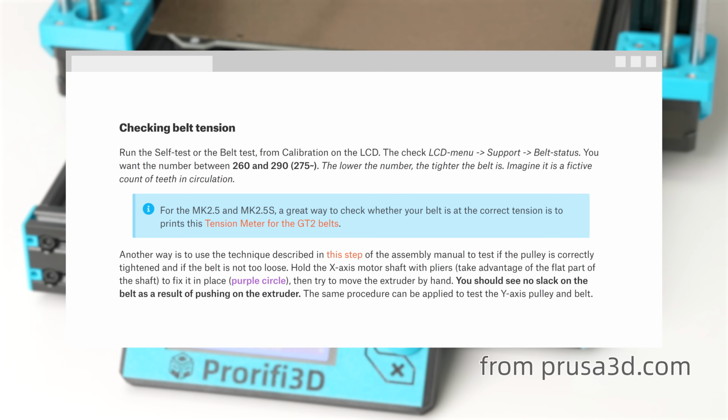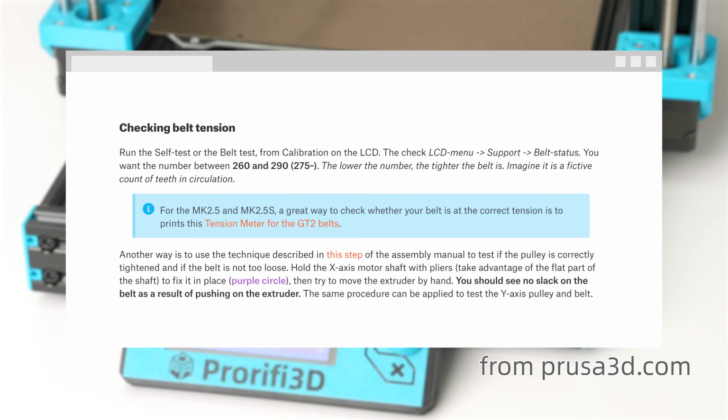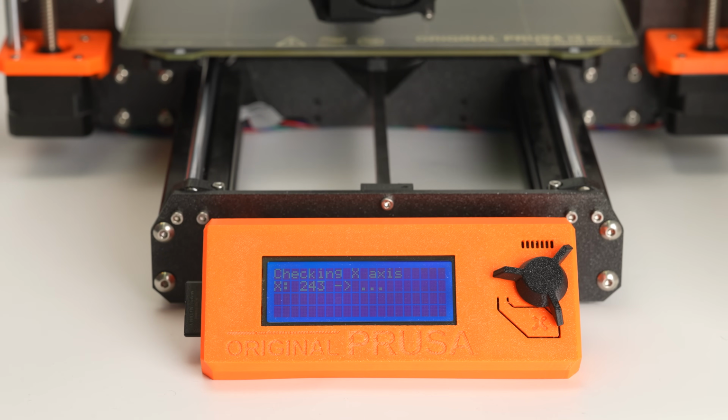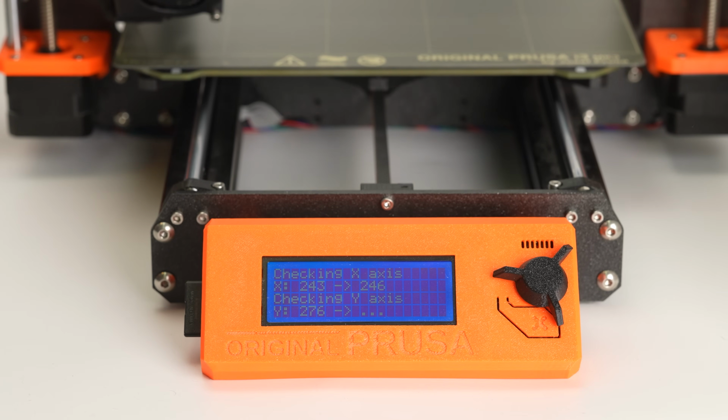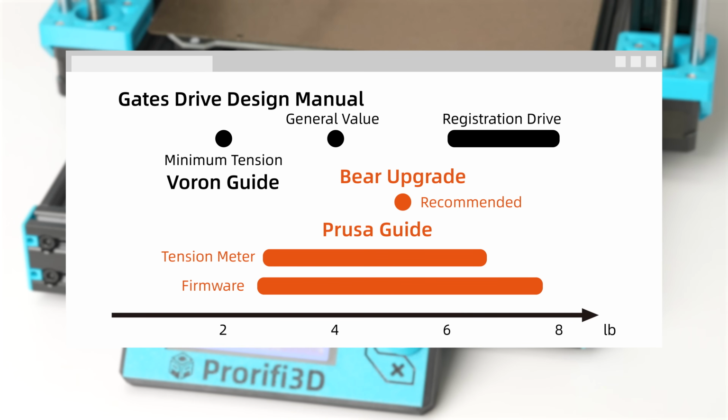Prusa's guide uses different approaches to measuring tension. One is to use a 3D printable tension meter to determine the belt tension by the deformation of the tension meter when stretched. The other is to determine the tension by measuring the motor load in the firmware. By testing the frequency of the belt in the extreme cases of these two methods, we have calculated the corresponding tension range. We have summarized these converted tension values in this chart. So how much belt tension should we use exactly?